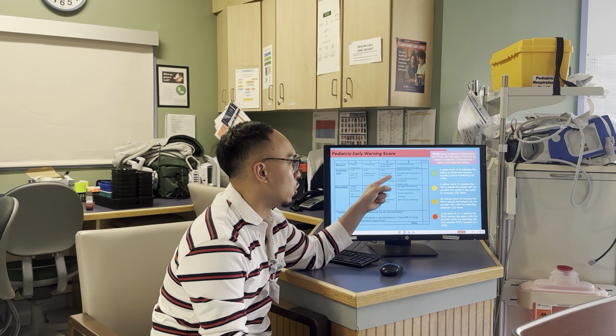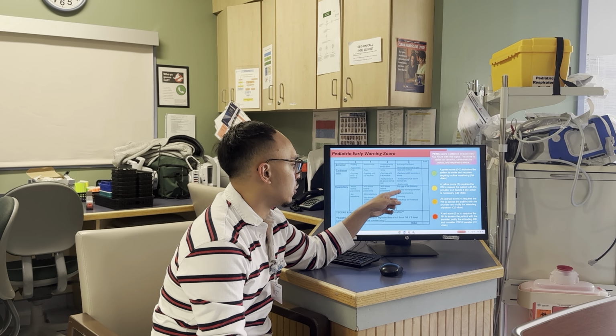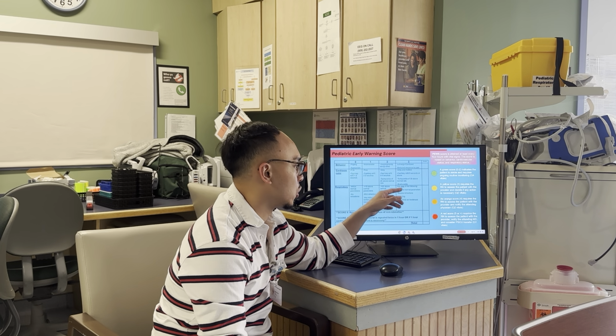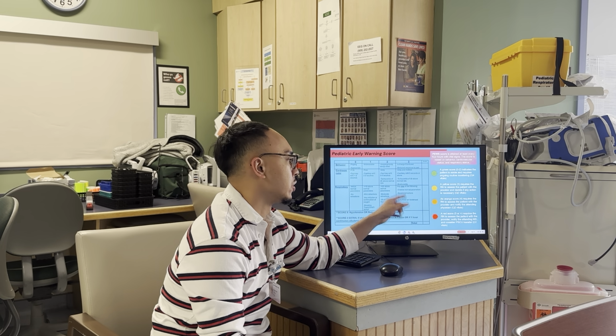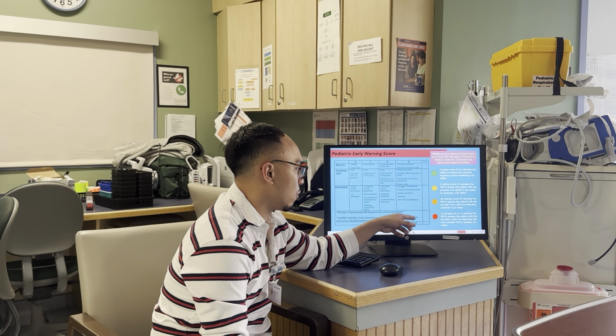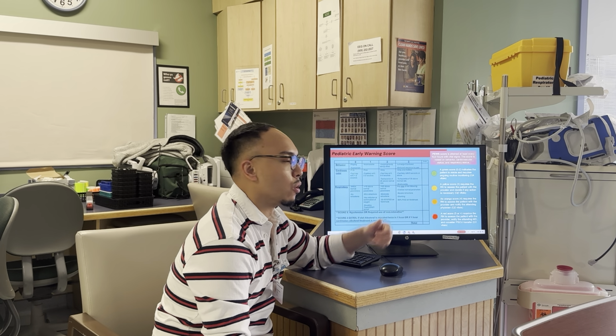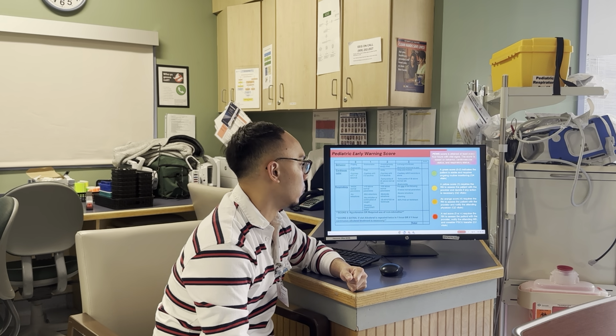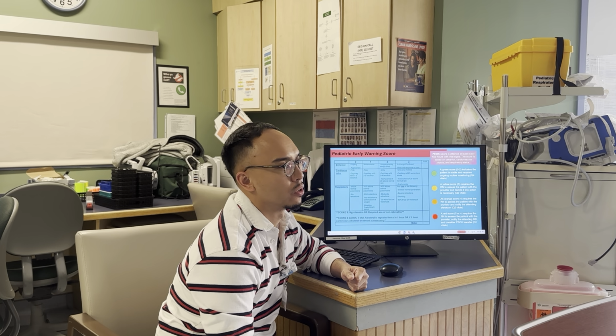Green means you're going to stay the course and do Q4 vitals. A score of 3 to 4 is Q2 vitals, and you should notify the physician. And a score of 5 or greater, which is red, means notifying the MD and doing probably Q1 vitals at that point, probably need to be transferred out. Okay.